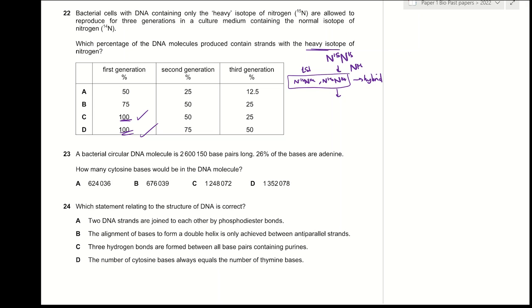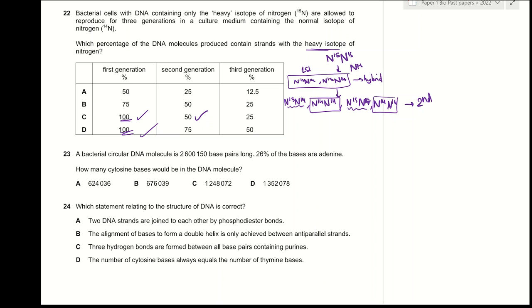Now let's see the second generation. For the second generation, we're also adding N14 to these strands. So here we have N15, N14, N14, N14, N15, N15, and N14, N14, for the second generation. As you could see here, we have 50% light and 50% hybrid. Therefore, the hybrid strands, as we all know, also contain heavy nitrogen. Sorry, here it's supposed to be 14. So the hybrid strands also contain heavy nitrogens. Therefore, it's 50-50 in this case, and it's going to be 50% for the second generation.